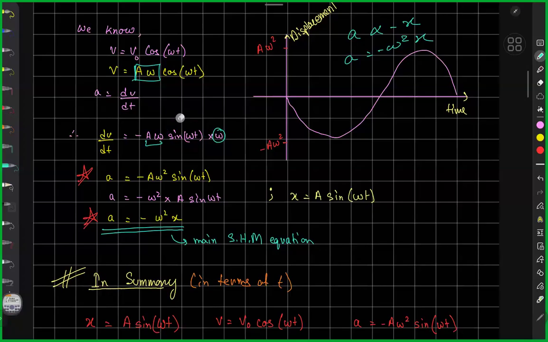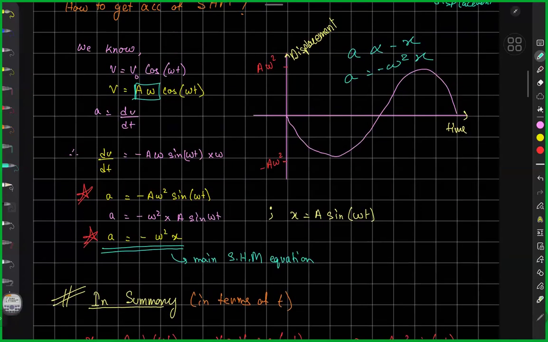Now, interesting part. There's omega over here. There's omega over here. Can I write it as omega squared? Yeah, of course. Who's stopping me? Minus a omega squared. So this and this. Okay. What am I left with? Minus a omega squared times sine omega t.